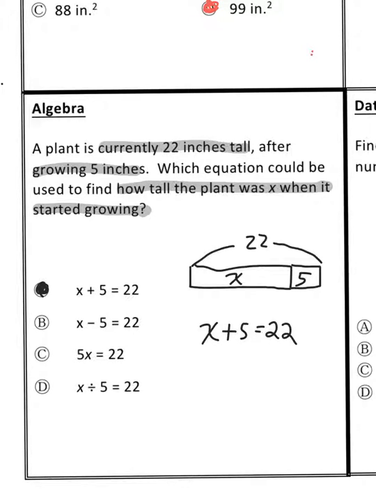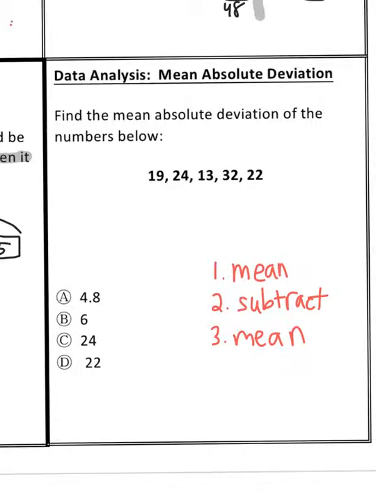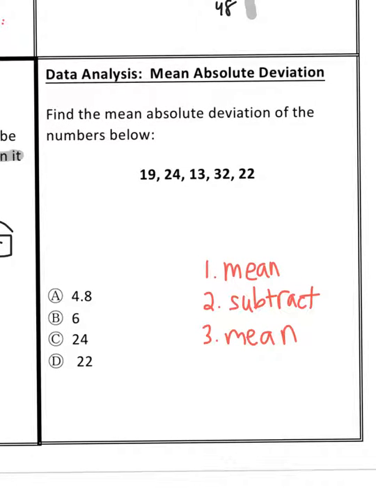Alright, let's move to the right. Mean absolute deviation. We have not done this in a while. So I'm going to give you a reminder. Mean absolute deviation. Think of the mean sandwich. You find the mean of the numbers, you subtract each number from the mean, and then you find the mean of those numbers. So I already started this one.